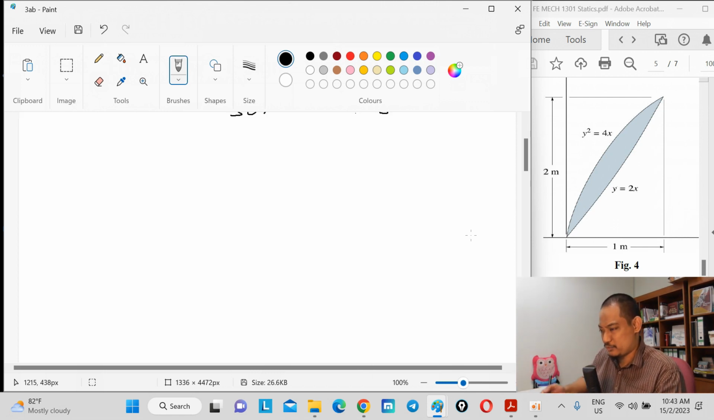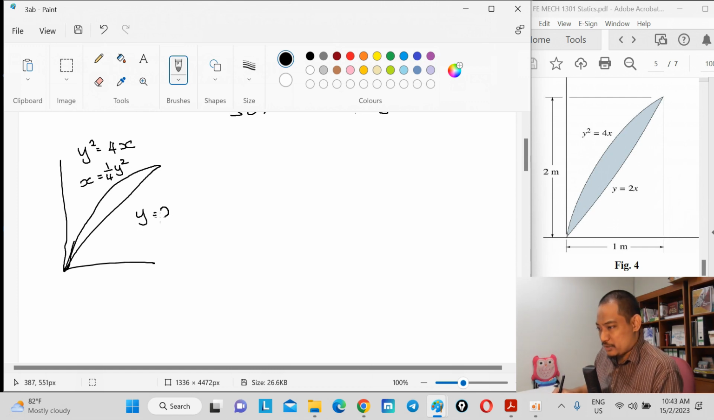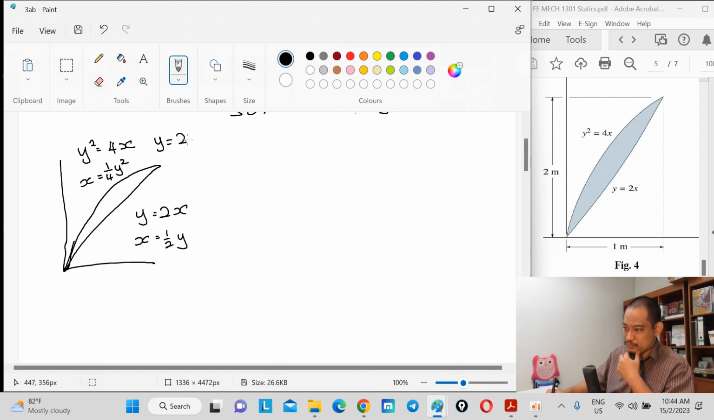For example, if I am to draw this, this is a straight line, is it? Okay, whatever. Here, because you have y squared equals 4x, or in other words, x equals 1 over 4 y squared. In this case, we have y equals 2x, or in other words, x equals 1 over 2y. Another way to express this is y equals 2x to the power of half, right? The level of difficulty here should be similar both ways. Anyway, we'll do horizontal first.